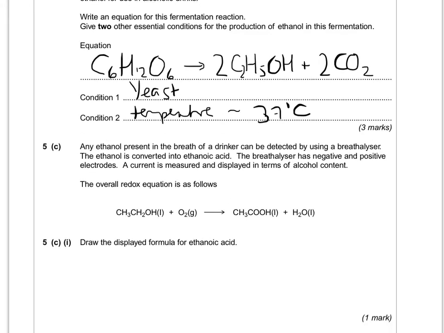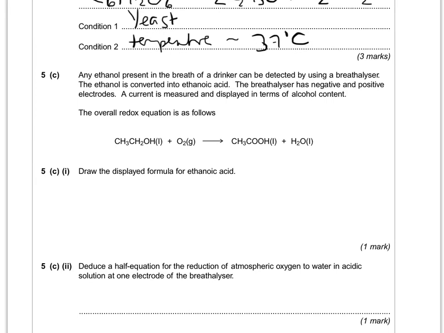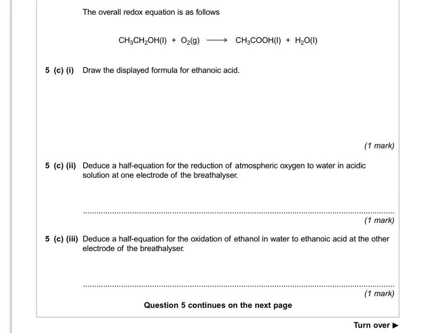And then any ethanol present in the breath of a drink can be detected by using a breathalyzer. The ethanol is converted into ethanoic acid. The breathalyzer has negative and positive electrodes. A current is measured and displayed in terms of alcohol content. The overall redox reaction is as follows. There it is. Draw the displayed formula for ethanoic acid.